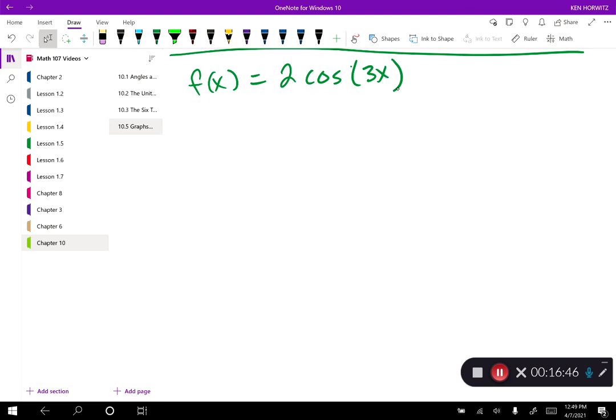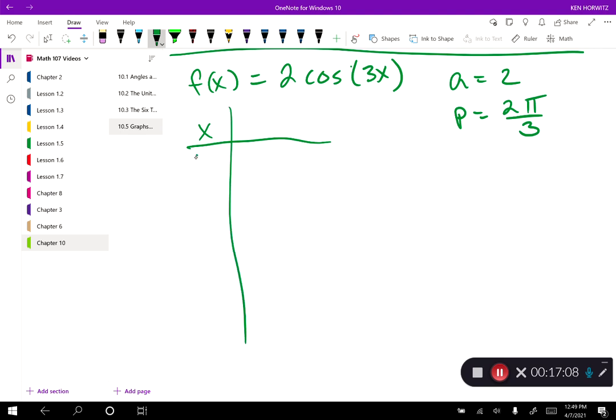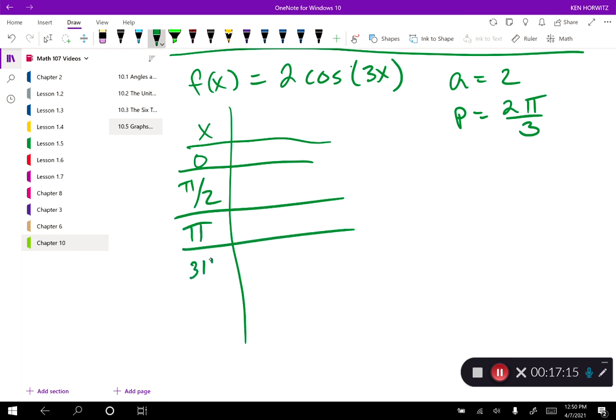All right, hopefully you hit pause. I got the amplitude to be 2 and the period to be 2 pi, and we're dividing by 3, so it's 2 pi over 3. And now we're going to do the same exact thing we did with the last example, that we had x values, which are 0, pi over 2, pi, 3 pi over 2, and 2 pi.